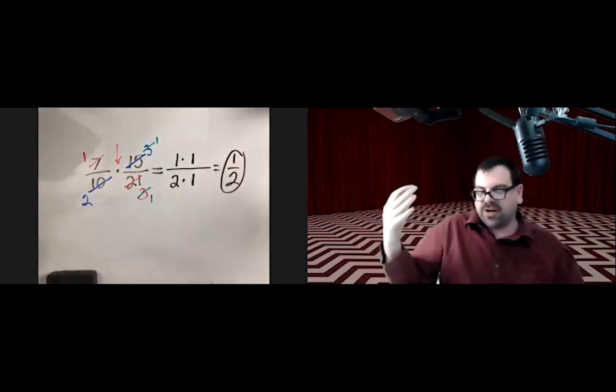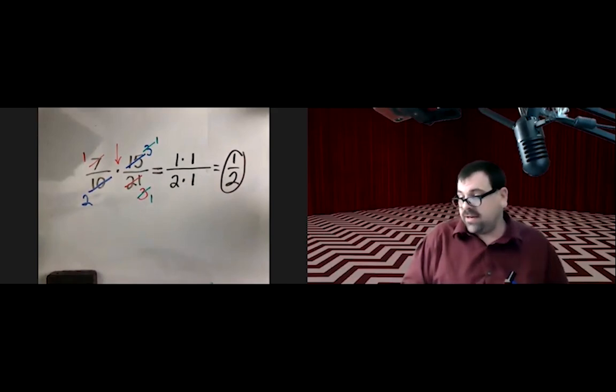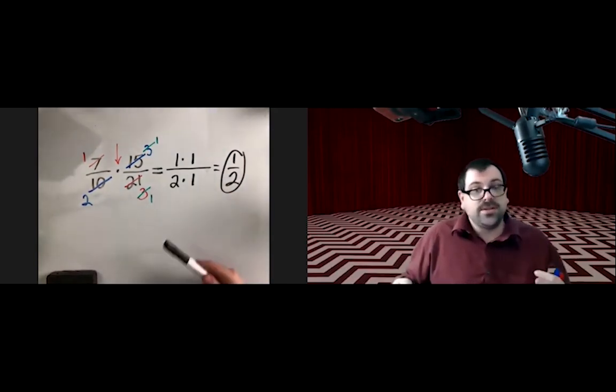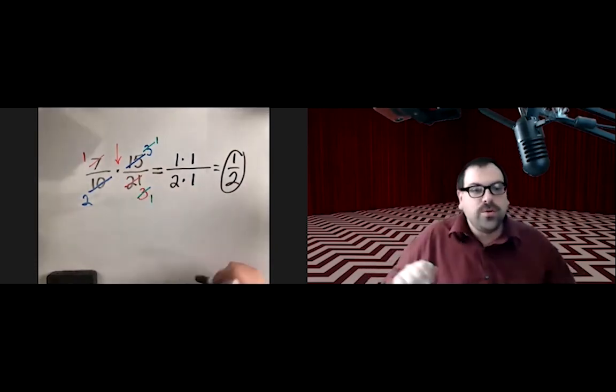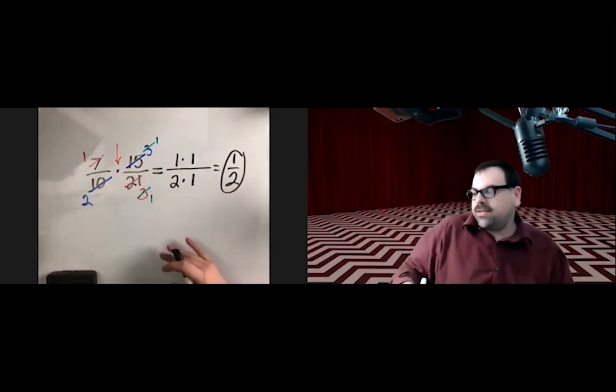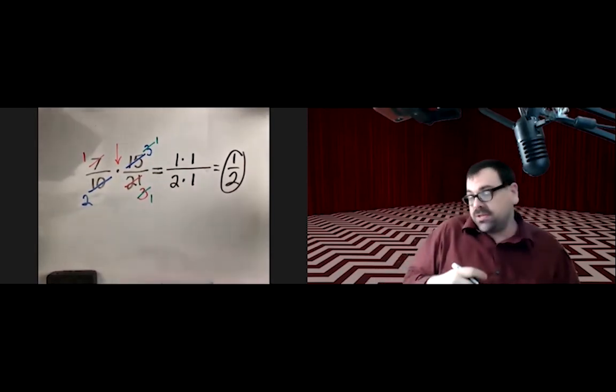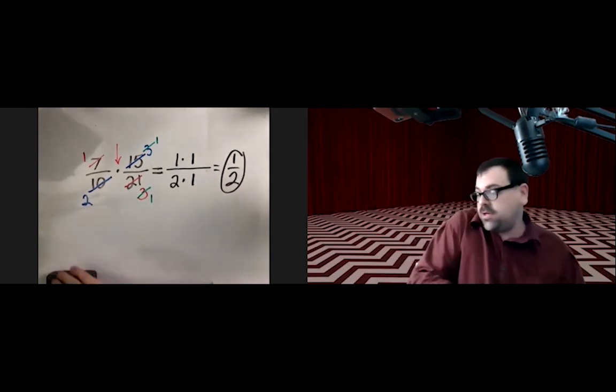Look at that. We never had to deal with 105. We never had to deal with 210. This way is nicer when we're able to do it with just numbers. And this is how we multiply polynomials as well. Let me show you what I mean.